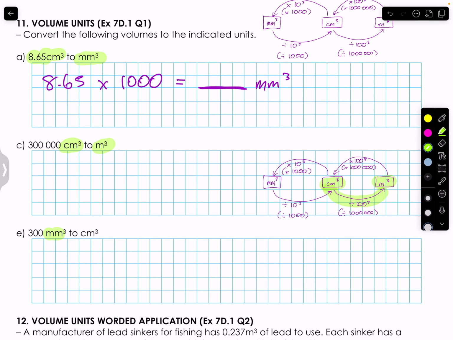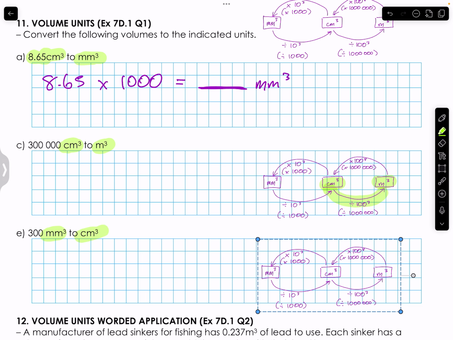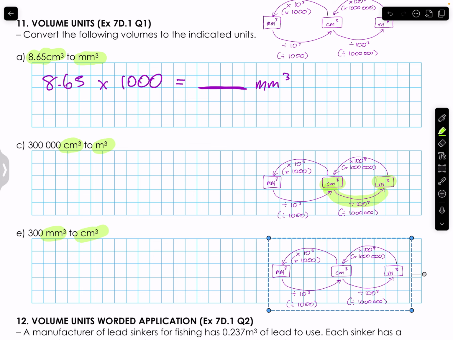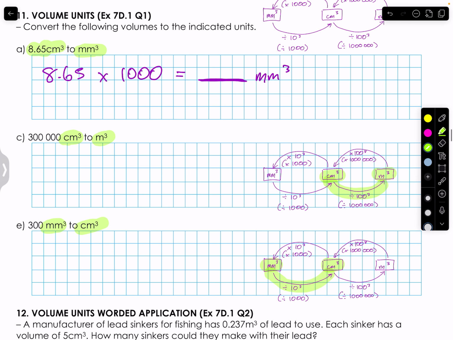And this one here, you're going from cubic millimeters to cubic centimeters. So once again, use the flow chart, but this time you're going from cubic millimeters to cubic centimeters, so you're dividing by 1,000 instead. Okay, so hopefully you can work that out. You're just going to use the calculator, and see you in the next video.